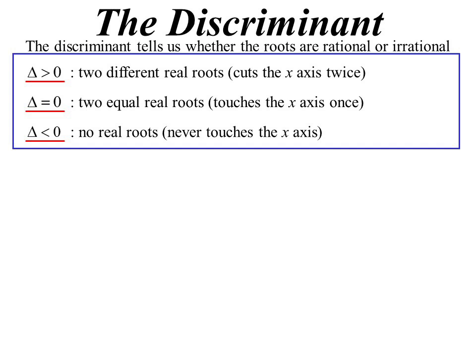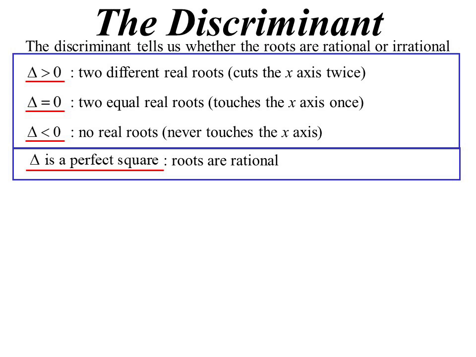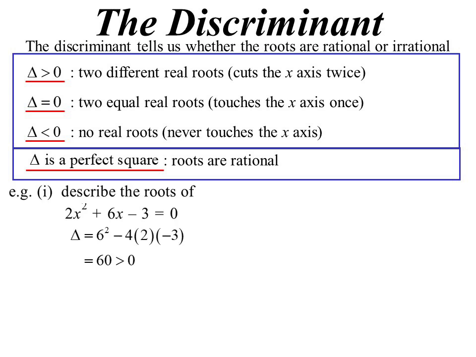And if it's less than 0, there are no real roots. Again, there are still two roots, but they're just not real. They're imaginary. This is when it never cuts the x-axis. If the discriminant is a perfect square, then I know the roots are rational because I can find the square root of that number. I won't be left with an irrational number. So that's something our discriminant can tell us. Let's describe the roots of this equation. We work out the discriminant, it's 60, it's greater than 0. So what are all the different things I know? Okay, there's two of them. They're different, they're real, and they're irrational. All that information from one number: two different real irrational roots.